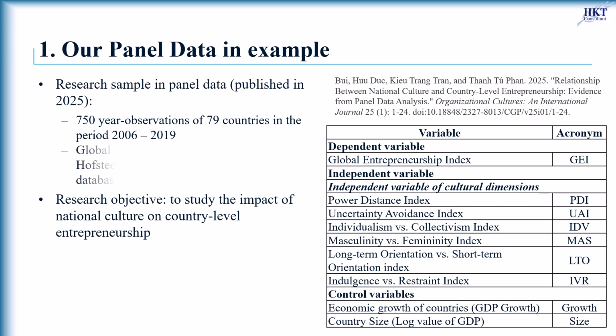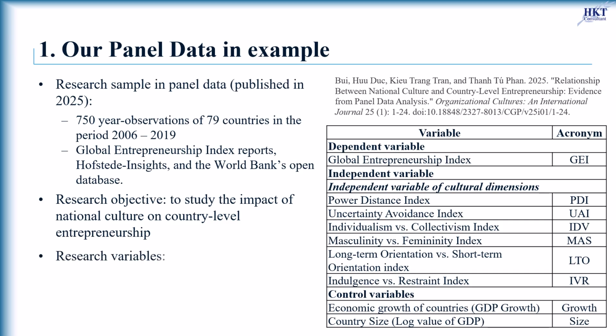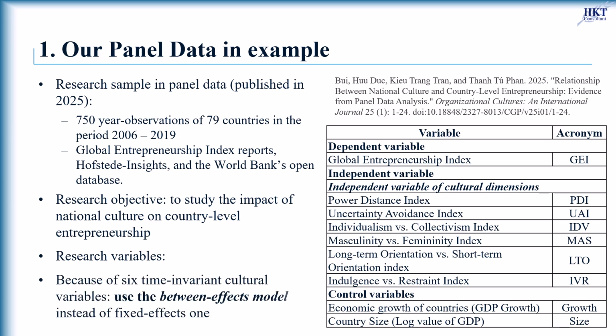The data for this analysis were collected from the Global Entrepreneurship Index reports, Hofstede Insights, and the World Bank's Open Database. In our dataset, because of collinearity, 6 time-invariant cultural variables are omitted in the fixed effects model, so we must use the between effects model instead of the fixed effects one.